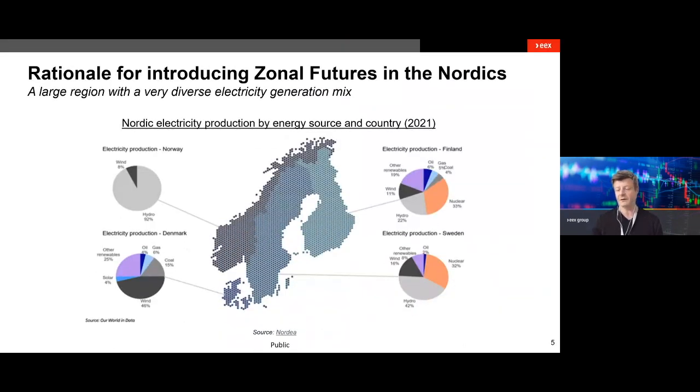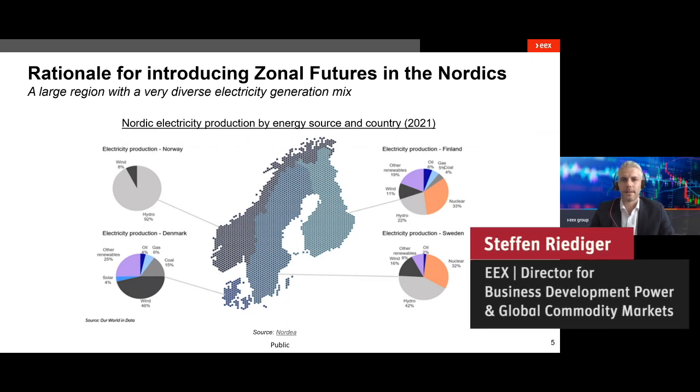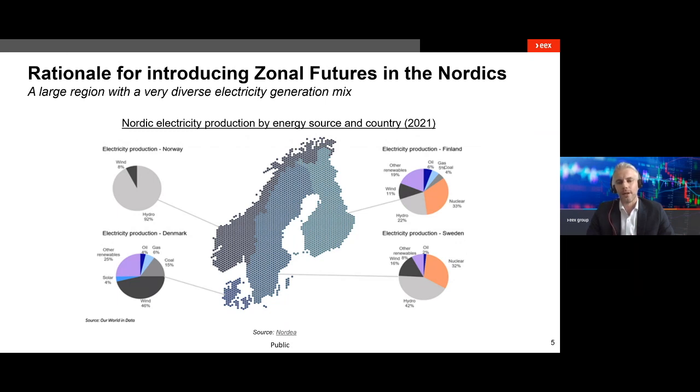I believe that is with you, Stefan, as well, to talk about the rationale of the products. Yes, thank you, Tim. Indeed, market participants approached us already in 2019 and 2020 and put forward the idea of launching zonal futures in the Nordic market. And together with market participants, we were looking deeper into the setup of the Nordic electricity market.